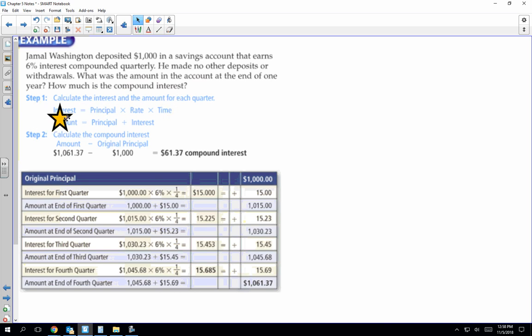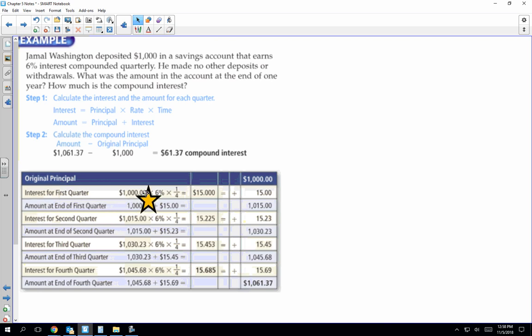So step 1 is to calculate the interest and the amount for each quarter. So the interest is the principal times the rate times the time. We learned that in the previous section. And then the amount is the principal plus the interest. So we're going to do this calculation for the first quarter.